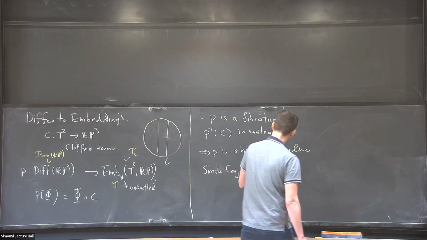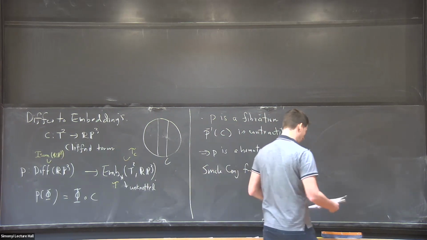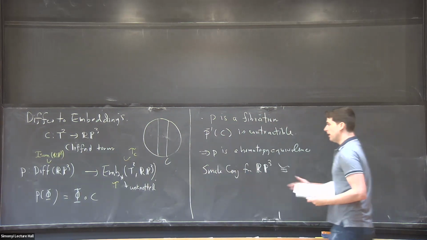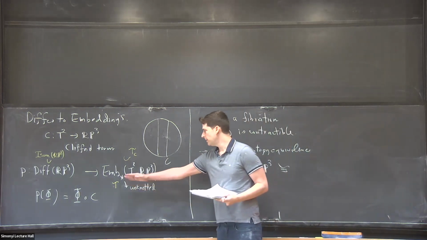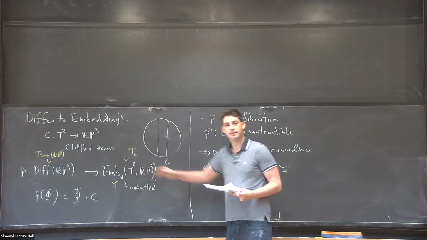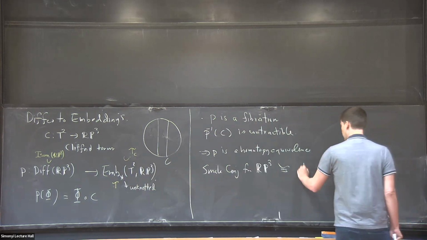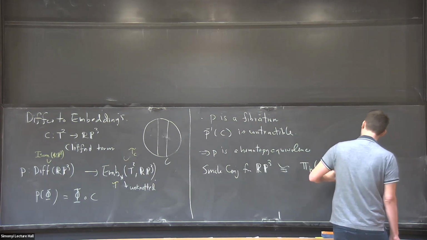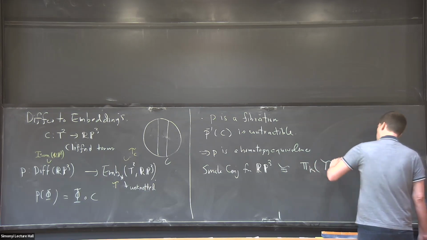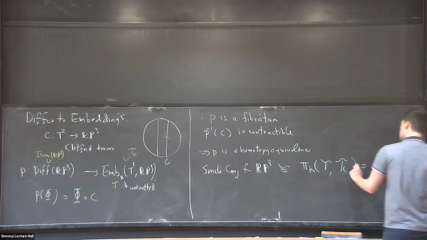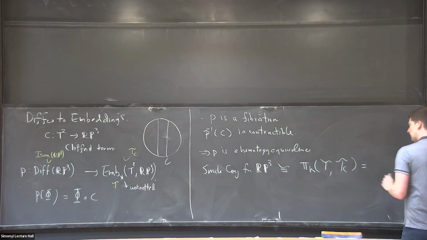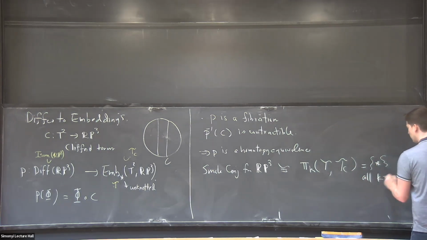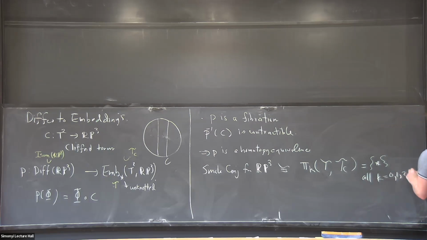And so the point is that the Smale conjecture for RP3 is equivalent to the fact that I have a retraction from embeddings onto the space of Clifford embeddings. So if you like, pi k of the space of all Heegaard tori retracts onto the space of all Clifford tori. So this is supposed to be contractible for all k equal to 0, 1, 2, 3, etc.